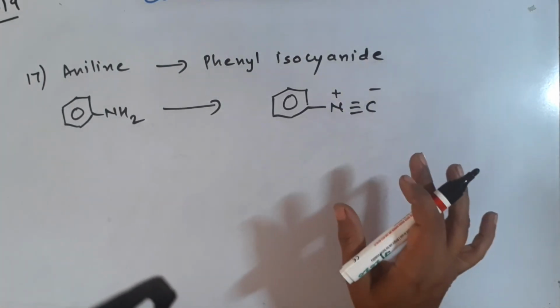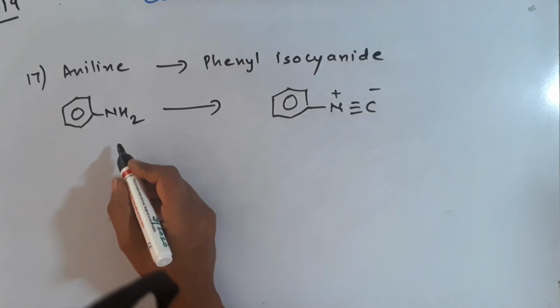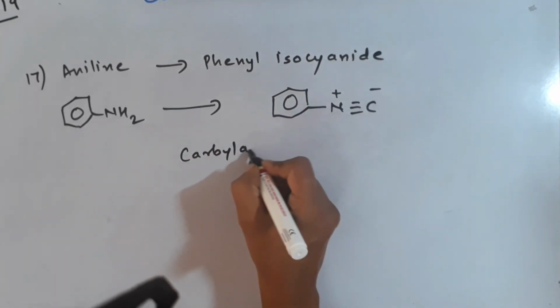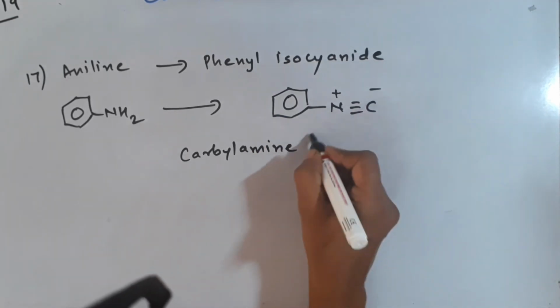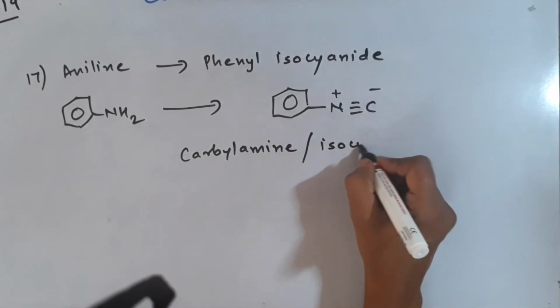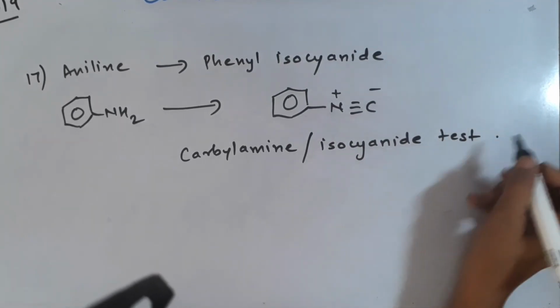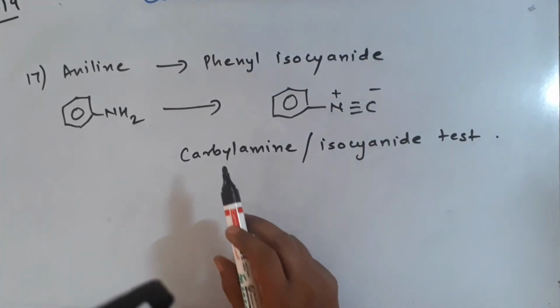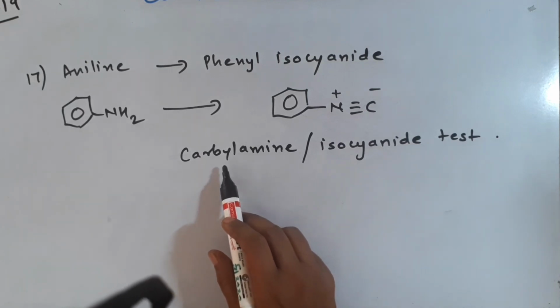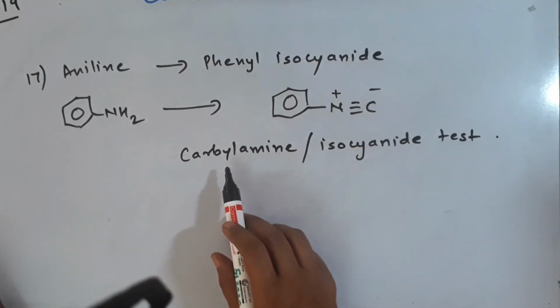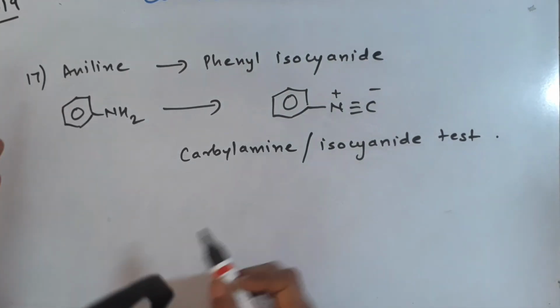Now there is a famous reaction which is called the isocyanide test. Now I am going to write the reaction which is called the carbylamine reaction or isocyanide test. It is important for the board exam. It is a reaction given only by primary amines, and therefore it is a distinguishing test for identifying primary amines. Secondary and tertiary amines will not give this test, only primary amines will.